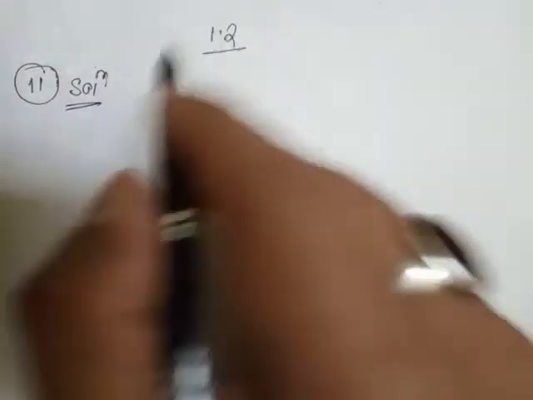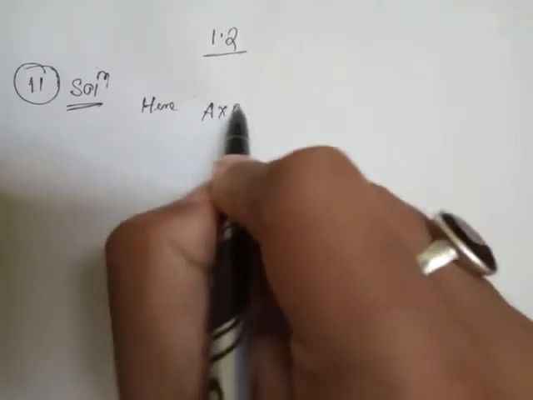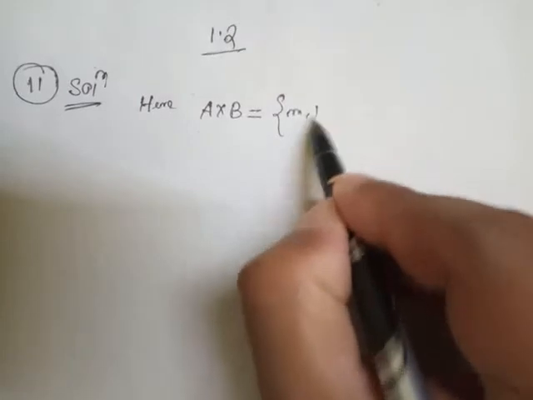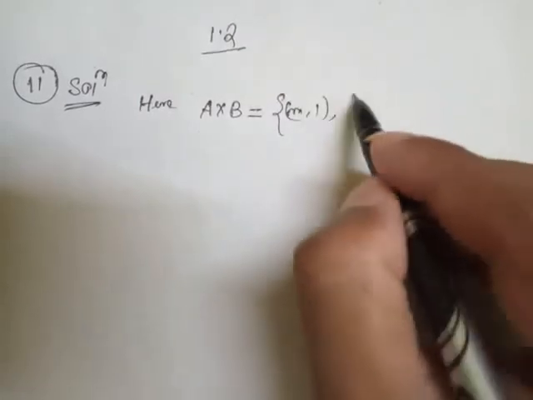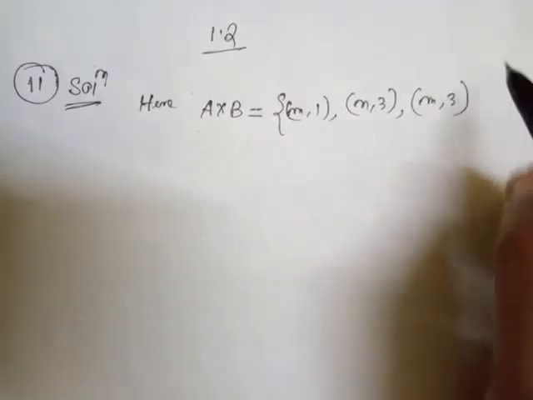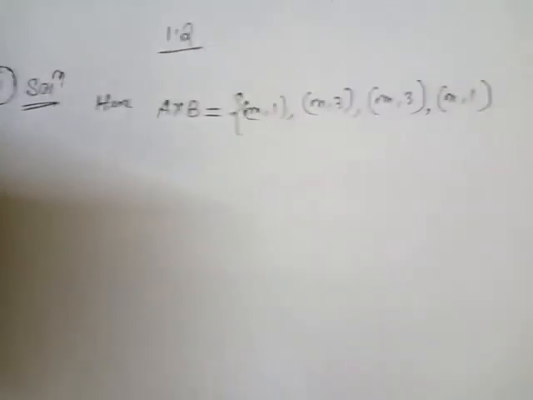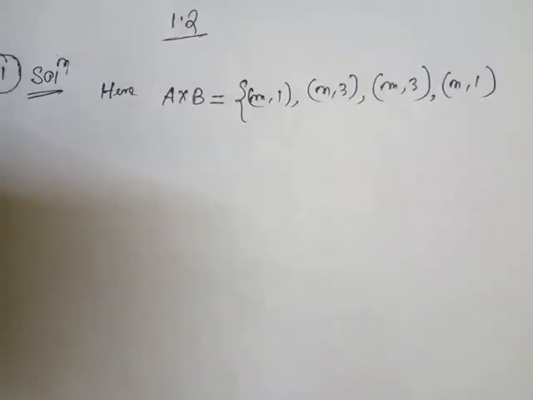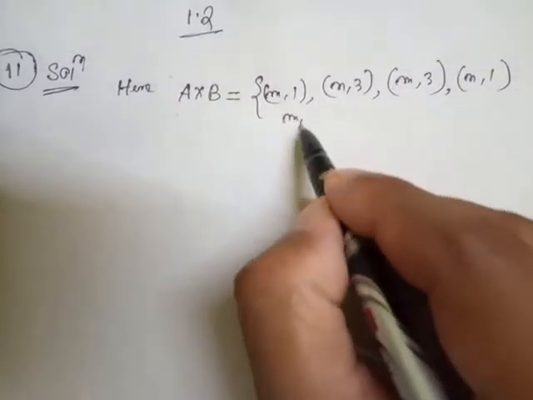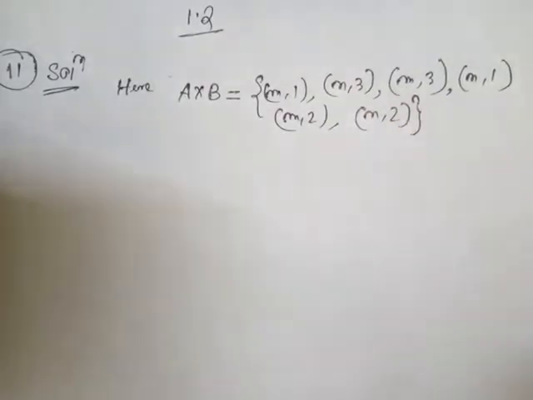Okay, now the given part is A product B. This is the given part in the question: (m,1), (n,3), (m,3), (n,1), (m,2), (n,2). This is the given part.